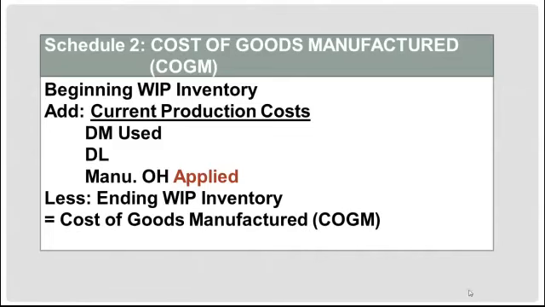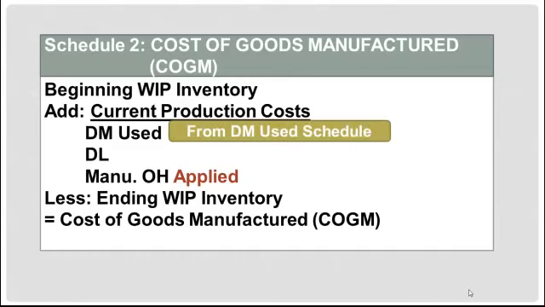Now, a couple things to note before we move on. This direct materials used will be from the first schedule, from the direct materials used schedule. All right, so those two schedules combined make up cost of goods manufactured.